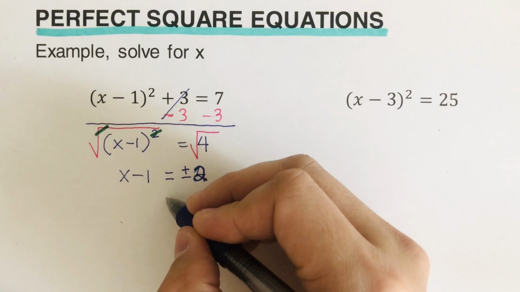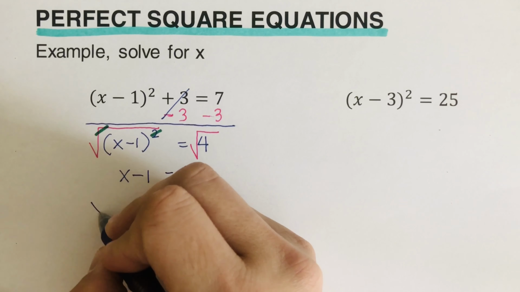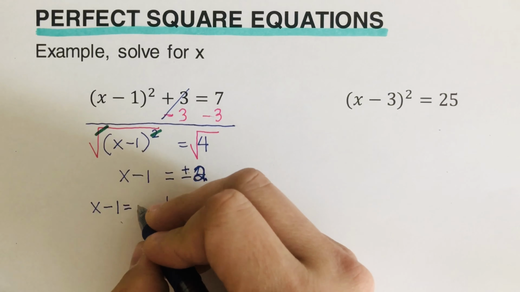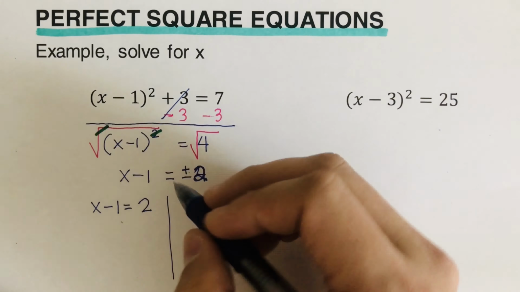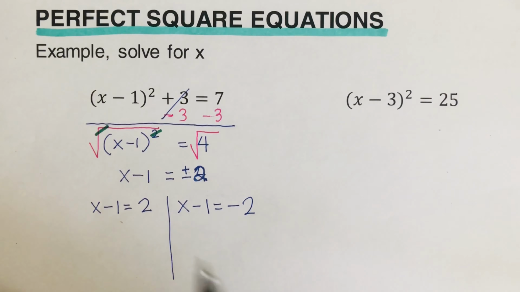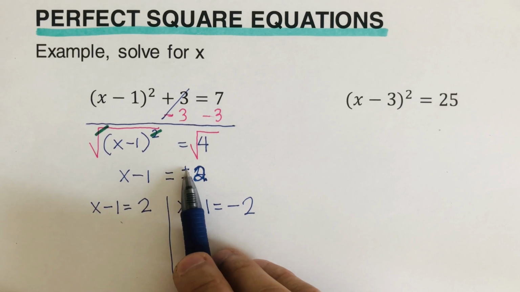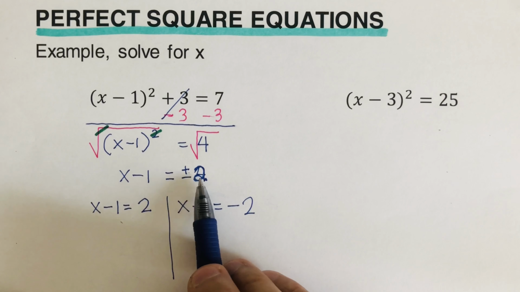So then we have two solutions for this. The first solution would be x minus 1 is equal to positive 2. And then the other solution is x minus 1 equals negative 2. Again, once we square root the right side of the equation, we get both positive and negative. So I wrote positive negative 2. Square root of 4 is 2, so I put a positive negative 2.